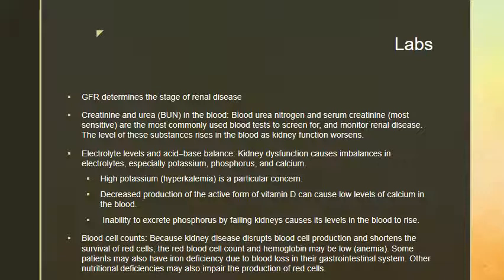Also, many times these patients can become anemic as well. So they become very short of breath when they ambulate. So we need to watch for the signs and symptoms of anemia as well.